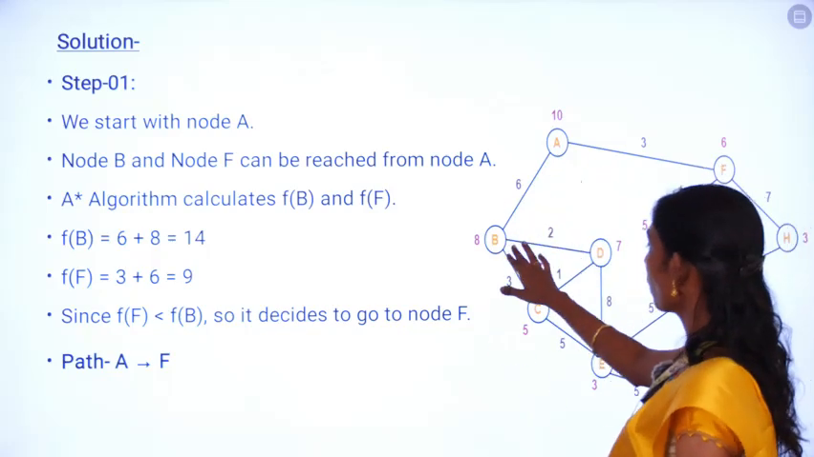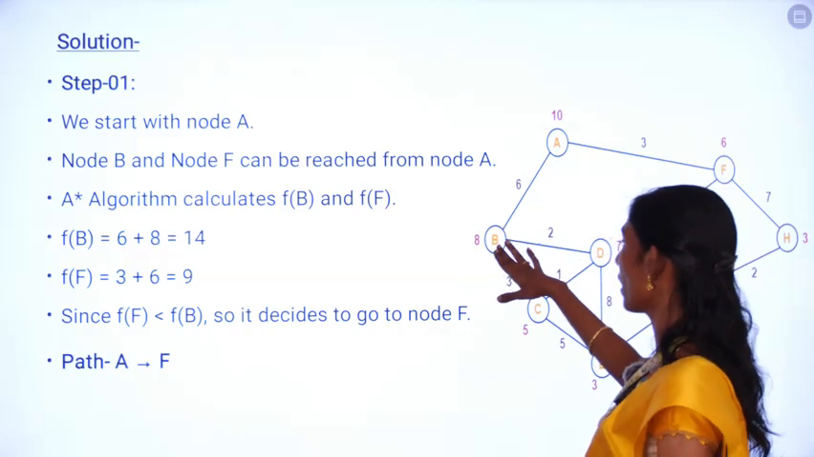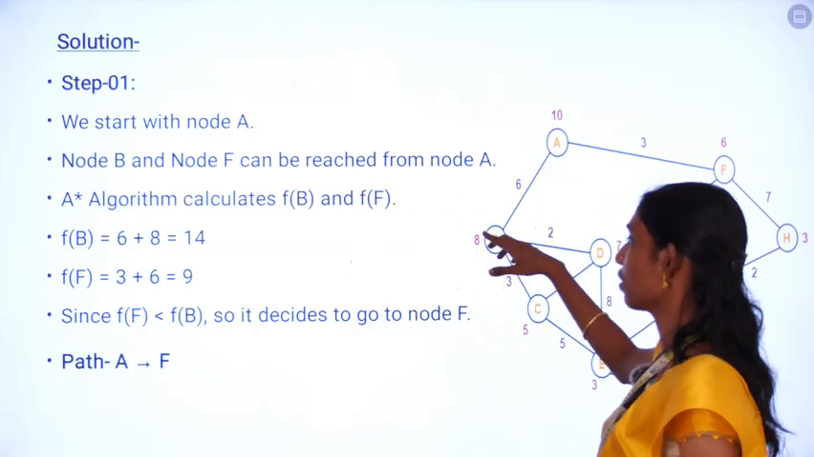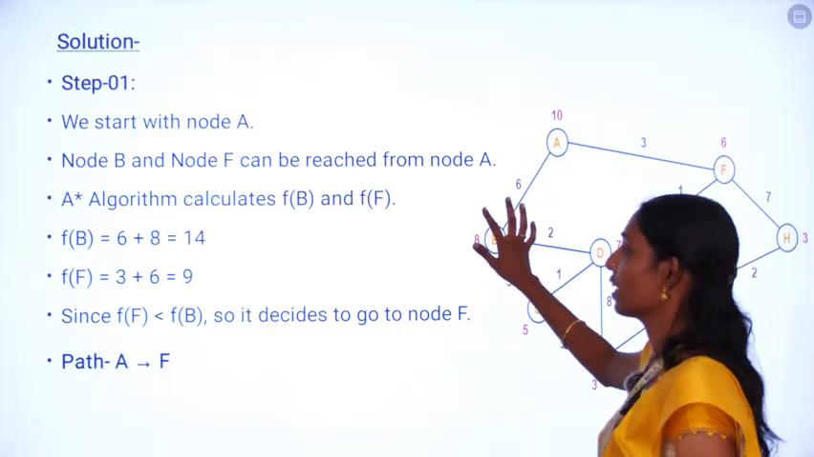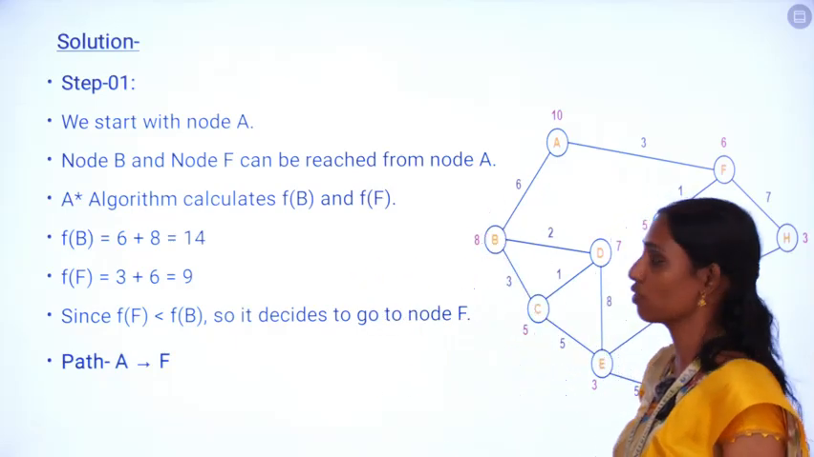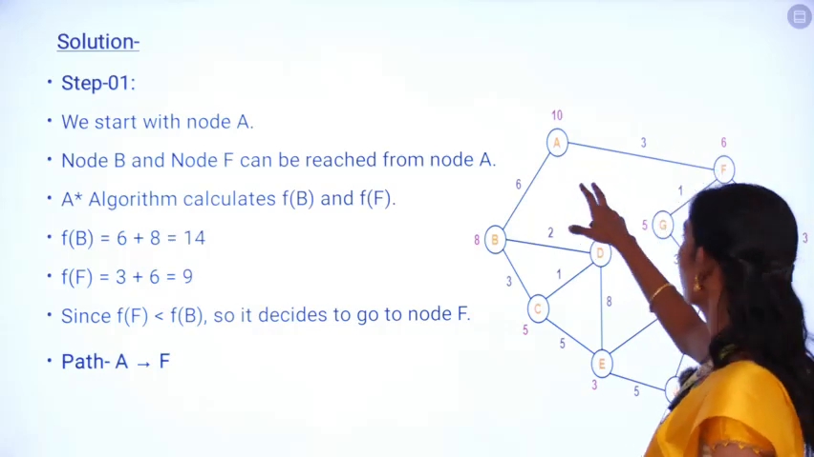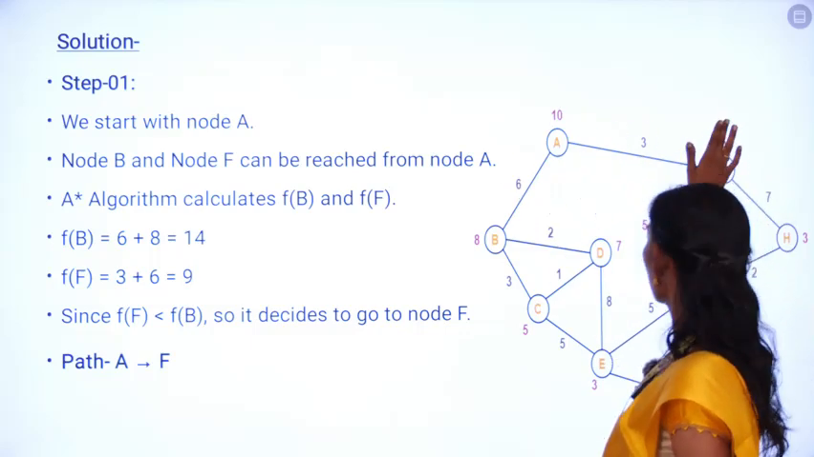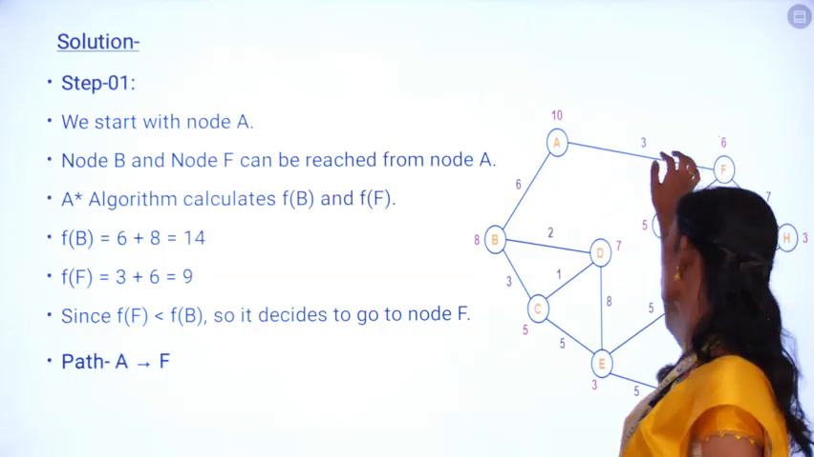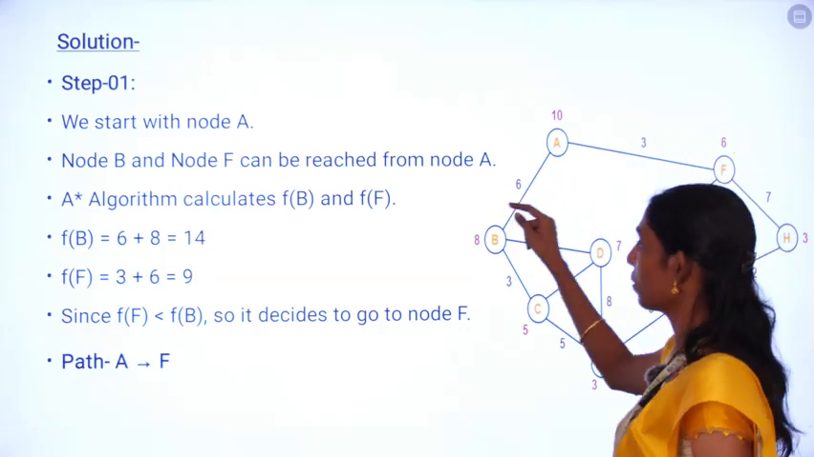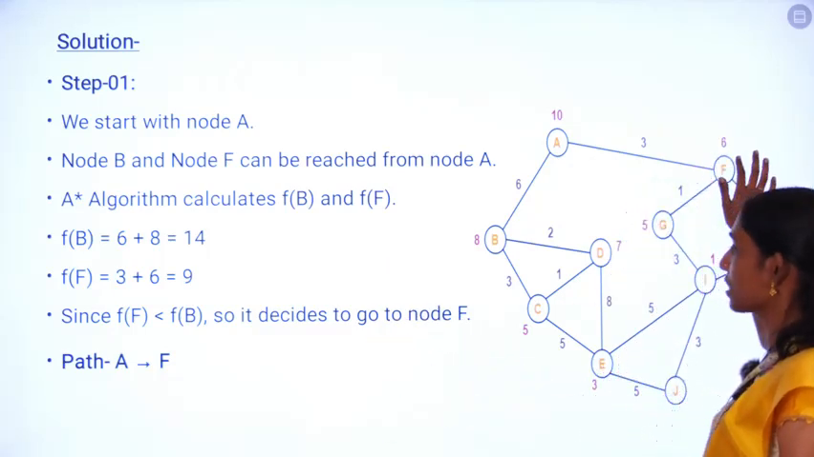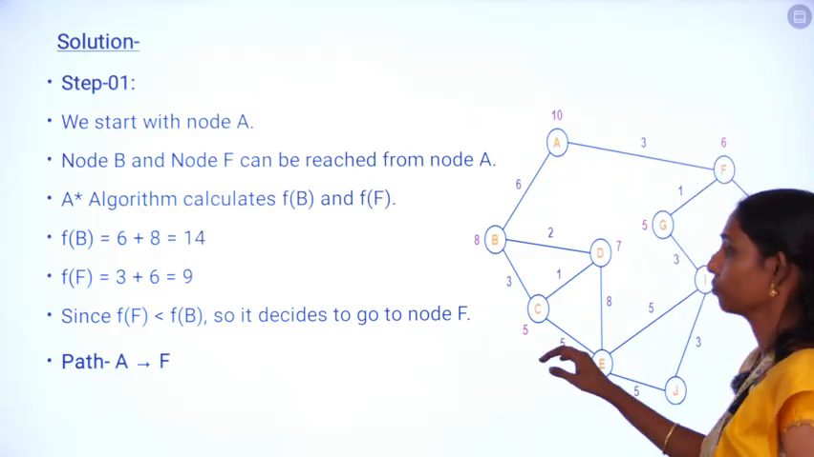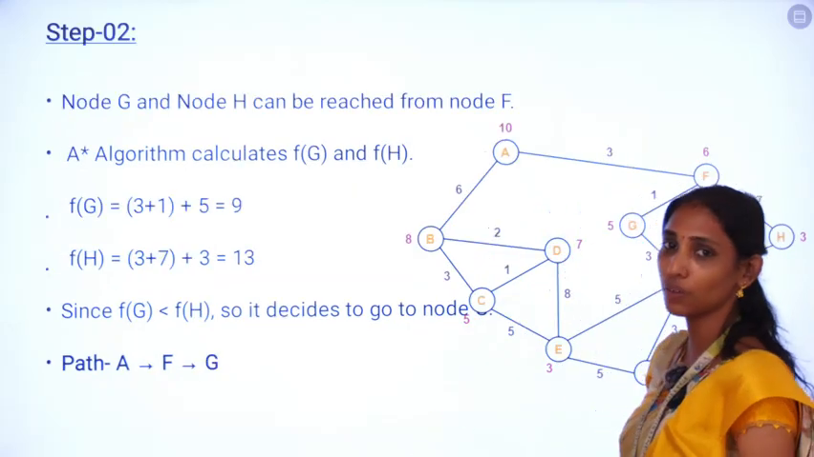So we have to find f of B and f of F. Your f of B is equal to g of n plus h of n, where g of n is 6 and h of n is 8, so f of B is 14. For f of F, the distance from A to F, g of n, is 3, and the heuristic value h of n is 6, so the total value is 9. Since f of F is less than f of B, it takes the path from A to F and moves on. So your A to F path is defined now.